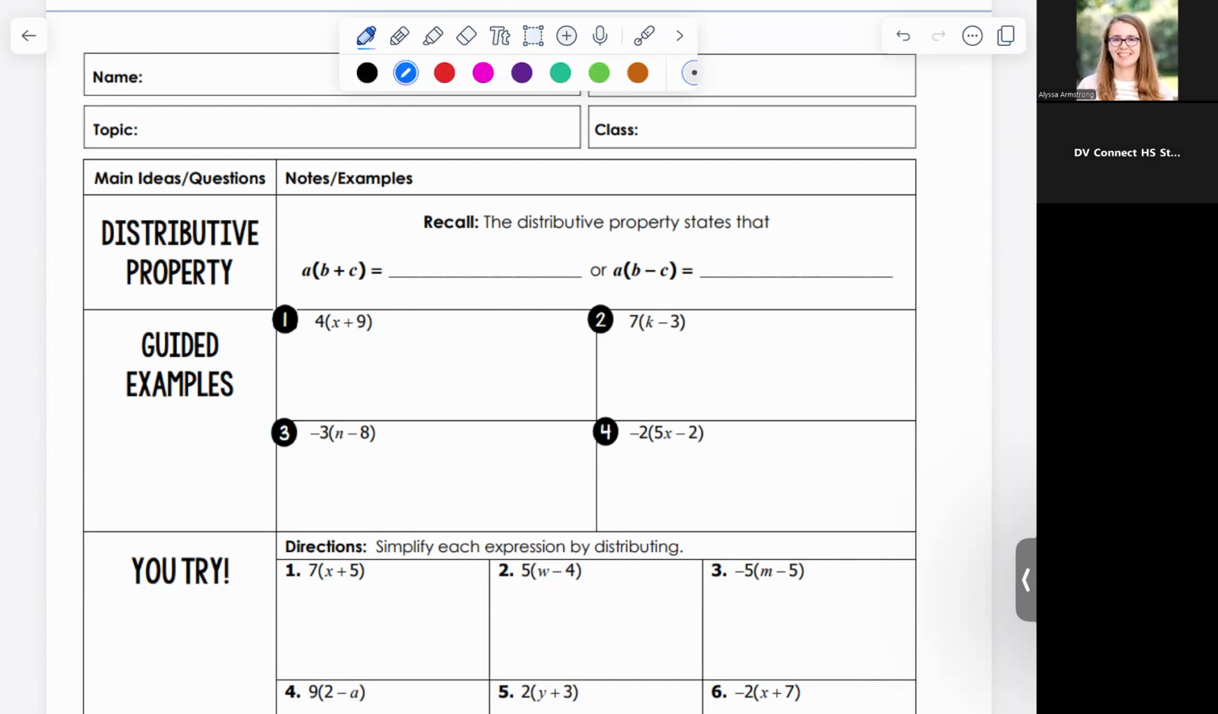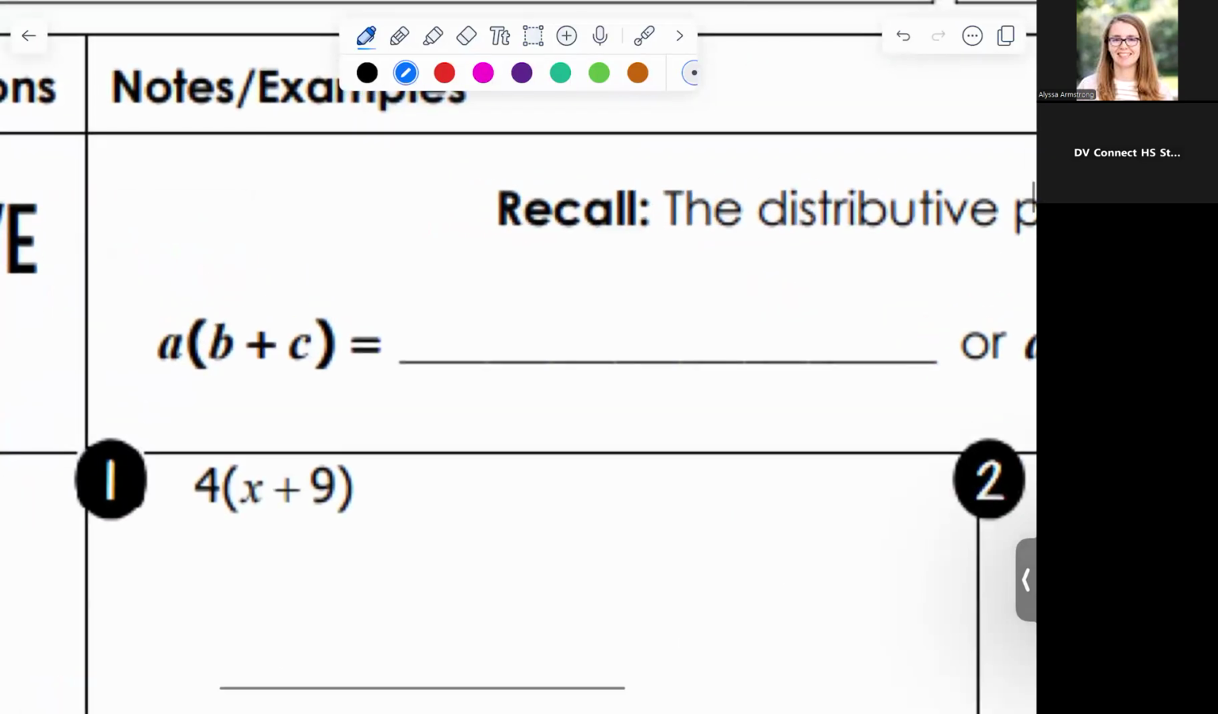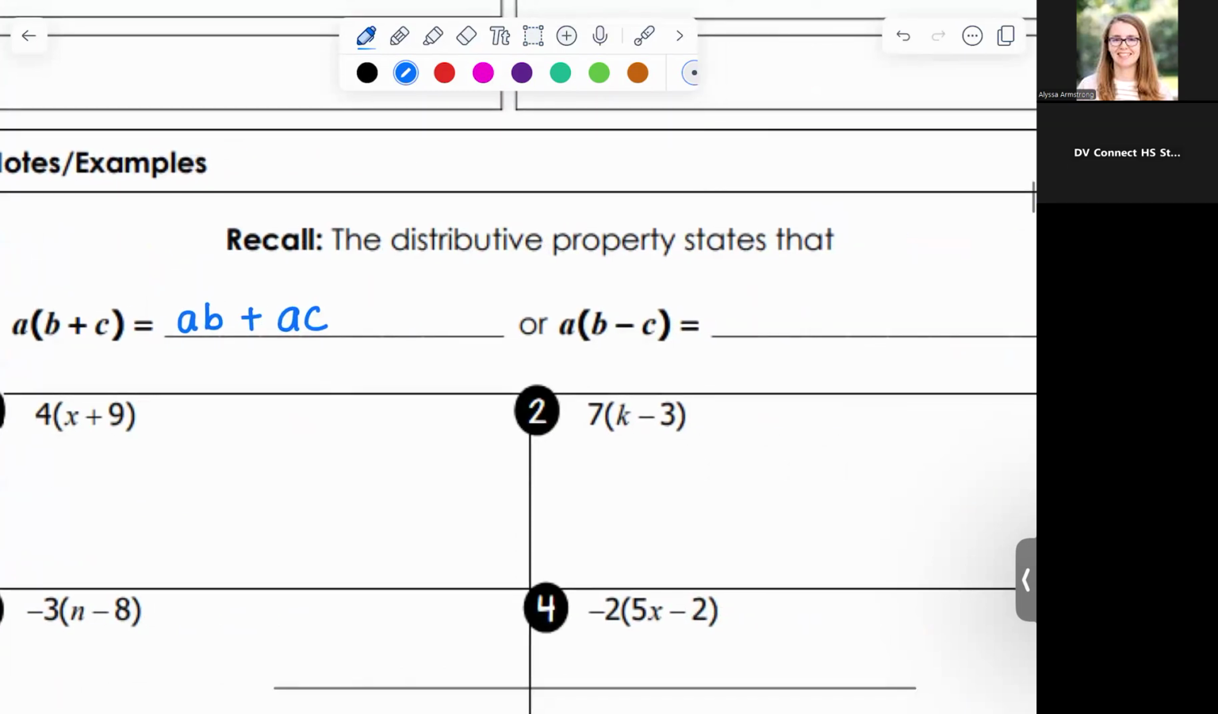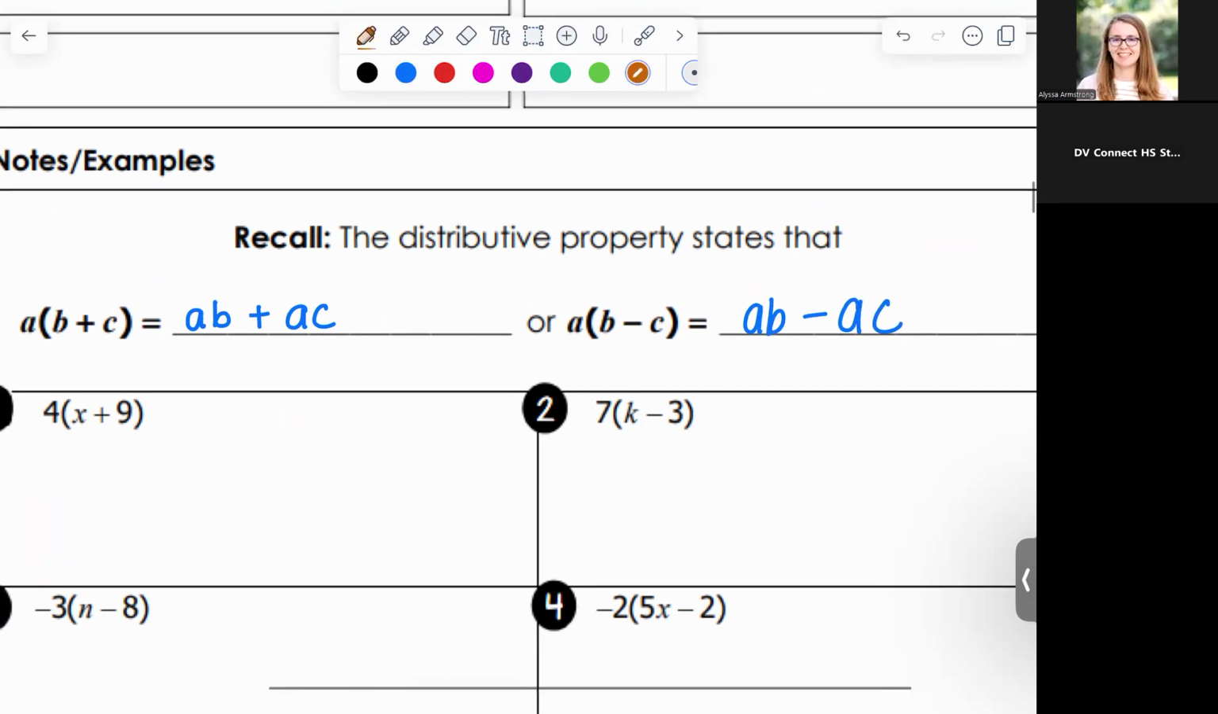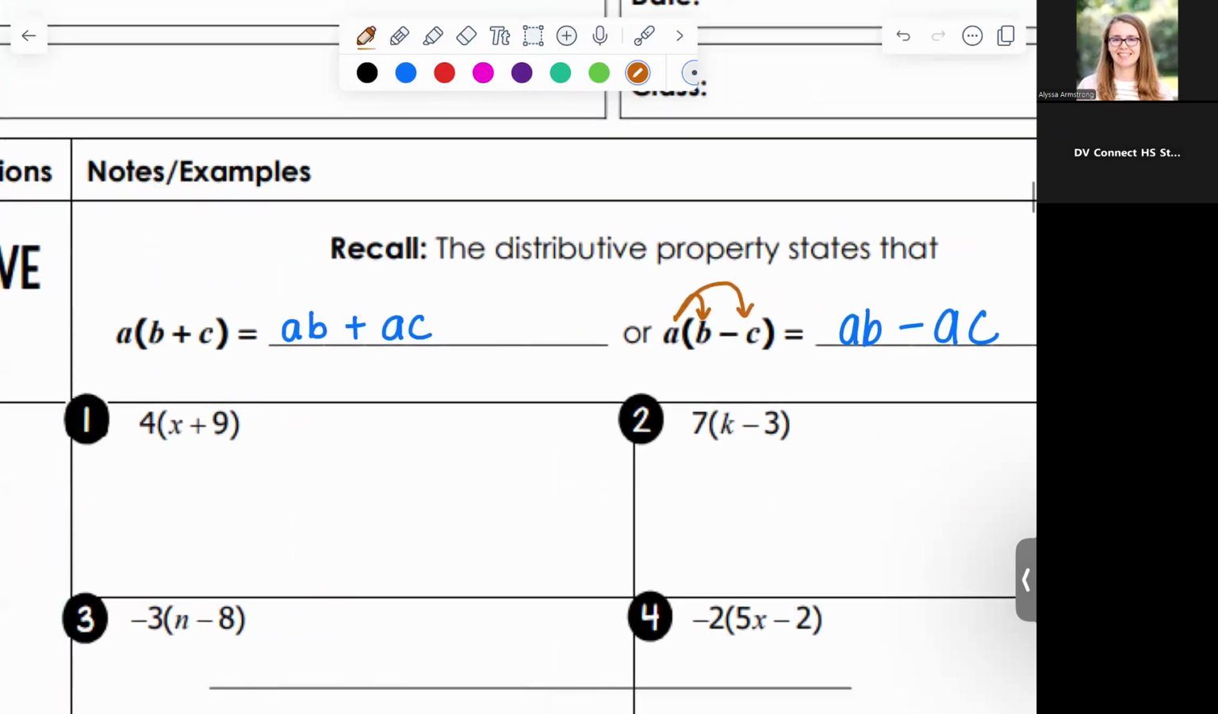Okay, so for distributive property, if you remember from before, distributive property states that A times B plus C is AB plus AC. Or if you have A times B minus C, that's going to be AB minus AC. All you're really doing here is taking this A term and multiplying it to both terms. And the same rule applies here as well.